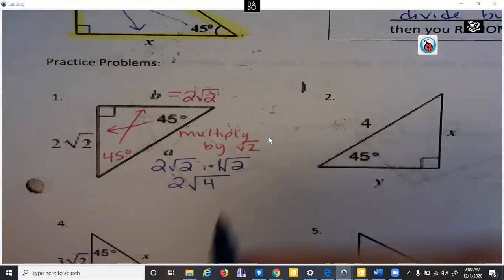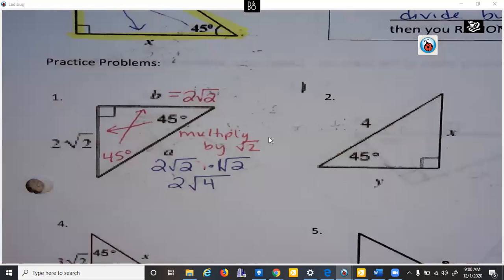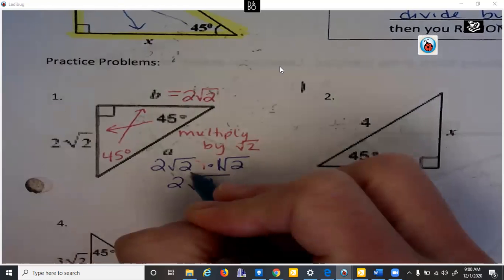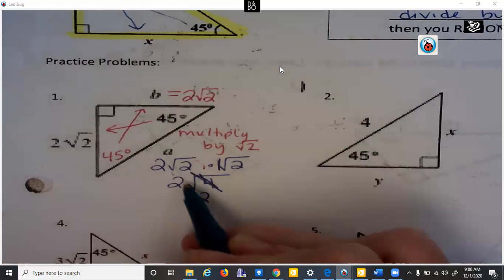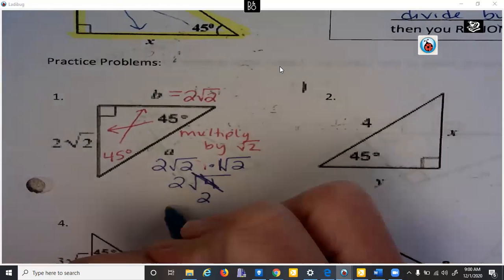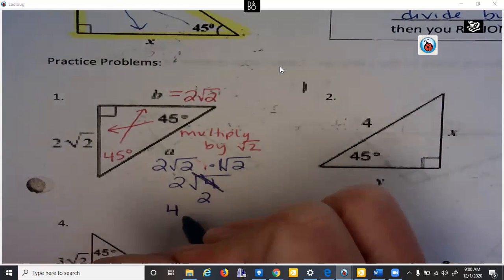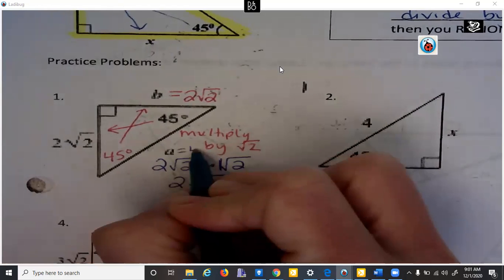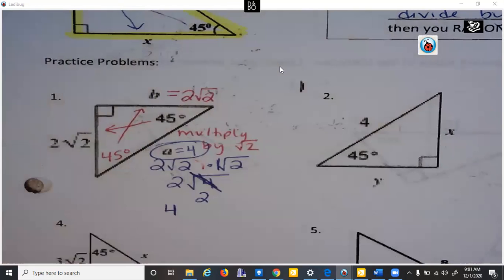Well, what do you know about square root 4? It's a perfect square. Good. And what is the square root of 4? 2. Okay, and so the square root of 4 is 2. And I multiply those, just like when we were doing quadratic formula. So that gives me 4. So the value of A is 4.